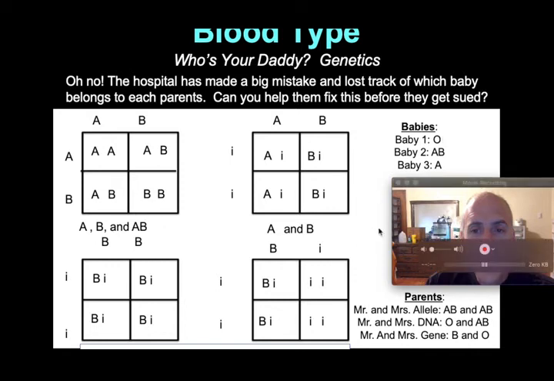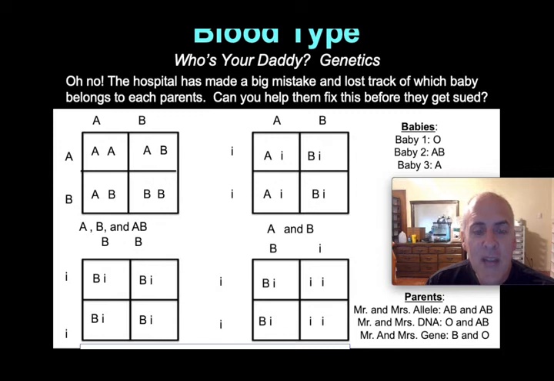So baby 1 belongs to them, baby 2 belongs to Mr. and Mrs. Allele, and baby 3 belongs to Mr. and Mrs. DNA. It's not foolproof. There's different possibilities. You can prove that a child can't belong to a set of parents, but you can't prove that the child does belong to a set of parents with blood typing. Now with DNA, it's much more accurate, and you can, with a 1 in several thousand chance, prove that the baby definitely belongs to a certain set of parents.